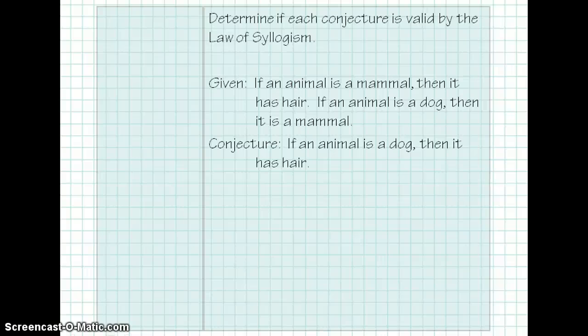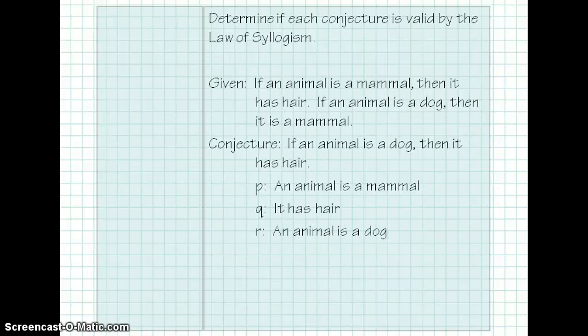So here's another one. Given: if an animal is a mammal, then it has hair. If an animal is a dog, then it is a mammal. Conjecture: if an animal is a dog, then it has hair. Okay, so again, let's match up what we've got here. Let P be an animal is a mammal, Q is it has hair, R is an animal is a dog. So let's write out the statements. I've got if P then Q, if R then P, therefore if R then Q.